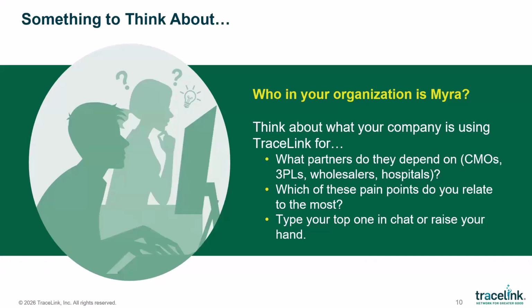Now, what partners do they depend on? In many pharma supply chains, that includes contract manufacturers and packagers, CMOs, CPOs, who produce and package finished goods. Third-party logistic providers, 3PLs, who handle warehousing, inventory, and distribution. Wholesalers and distributors who place orders and move product downstream. Hospitals and pharmacies that ultimately dispense products to patients.